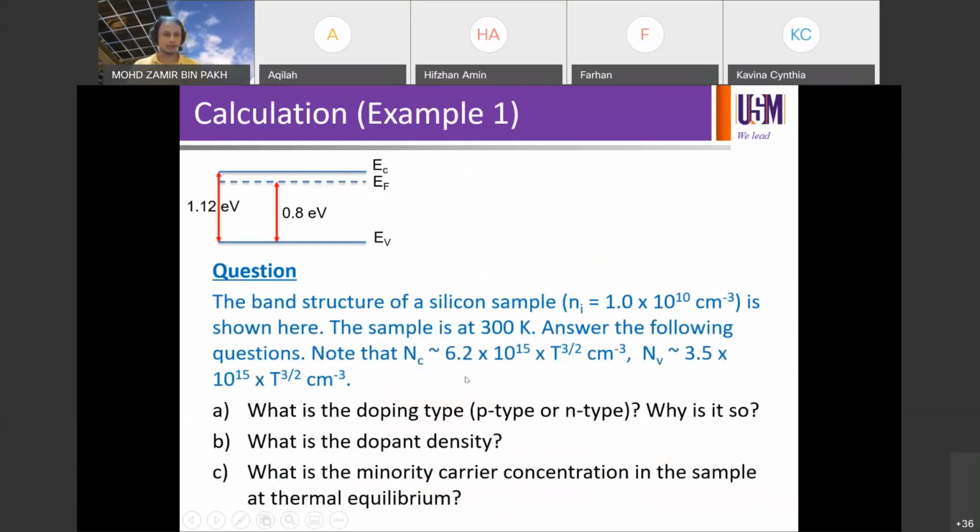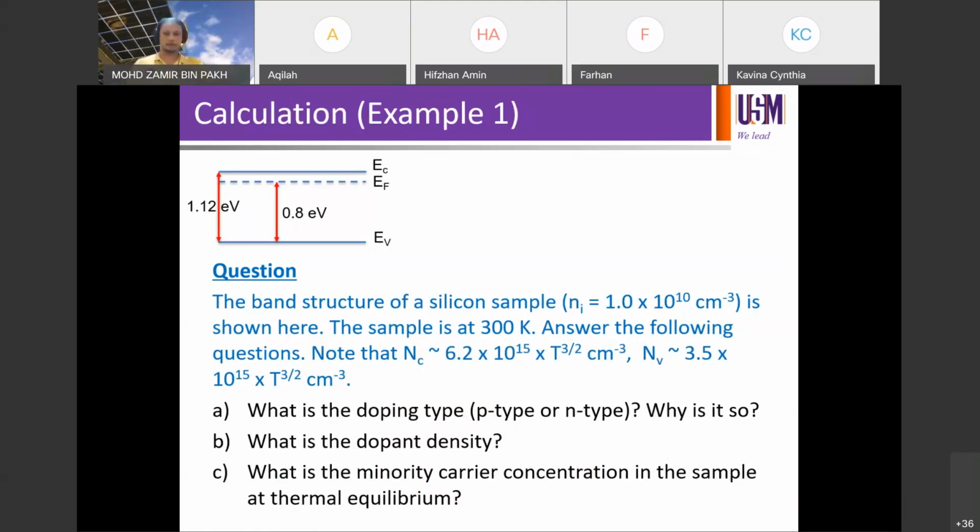Done. So let's get to the calculation. So was it clear just now on the transition from freeze-out to extrinsic to intrinsic? Okay, is it clear what's happening? So by manipulating the temperature, you can actually change the properties of your extrinsic semiconductor material.